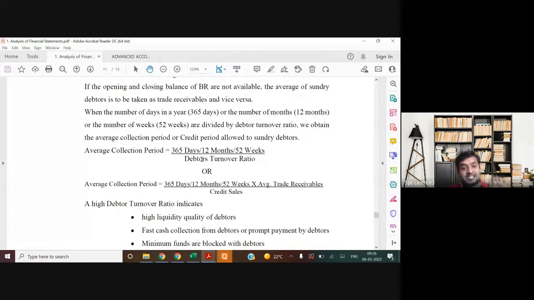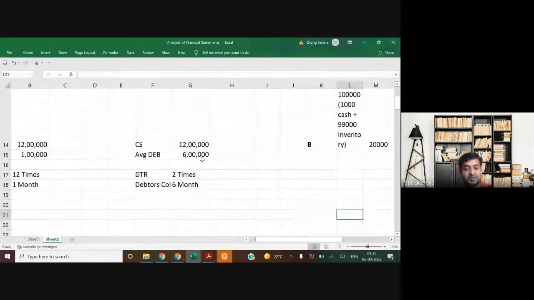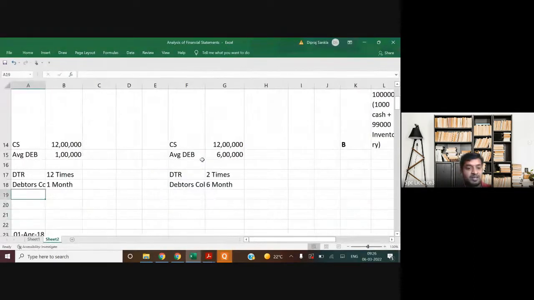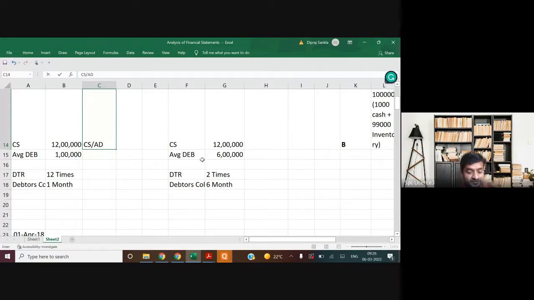So as far as your BCom is concerned, the popular formula as per the nature of the problem is what? Of debtor turnover ratio काय फॉर्म्युला आहे? इथे फॉर्म्युला तयार केला ना आपण. काय फॉर्म्युला आहे? क्रेडिट सेल डिवाइडेड बाय व्हाट? Average debtors ना? Yes, sir. Credit sale divided by what? Average debtors. This is the formula.